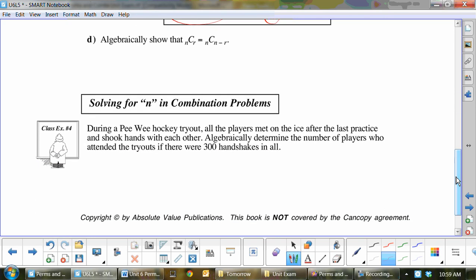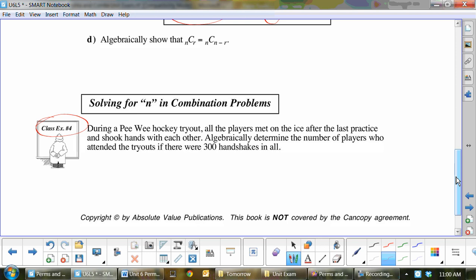Now, the next type of question, this is another type. This is a handshake question, okay? I would literally call this a handshake question because there's something you always need to know when you do a handshake question. They are unique. During a Pee Wee hockey tryout, all the players met on the ice after the last practice and shook hands with each other. Now, algebraically determine the number of players who attended the tryouts if there were 300 handshakes in all.